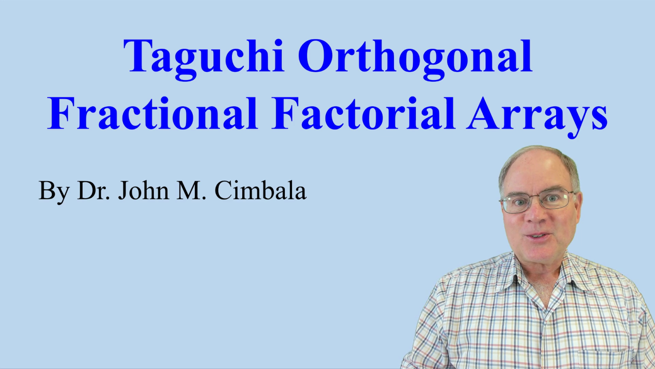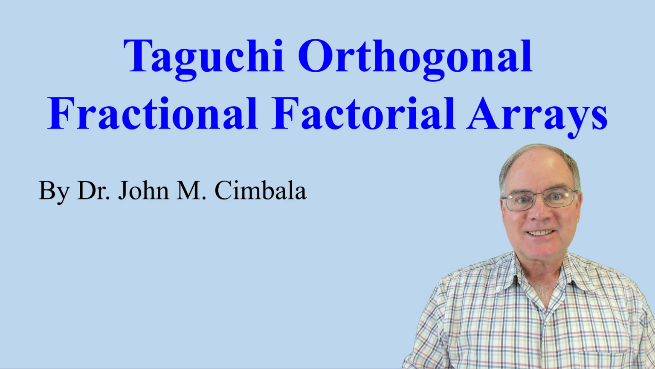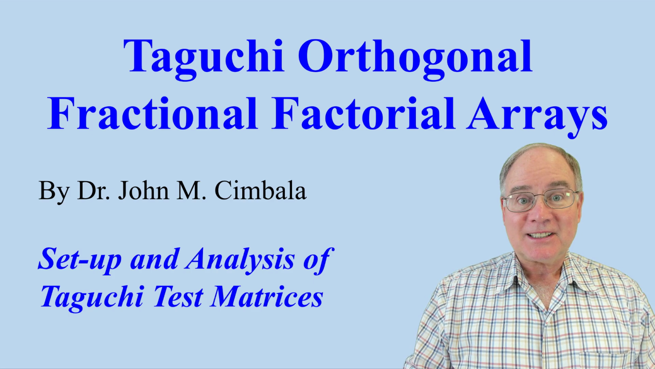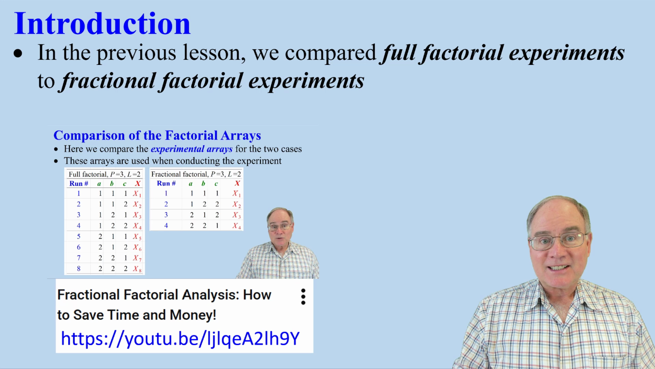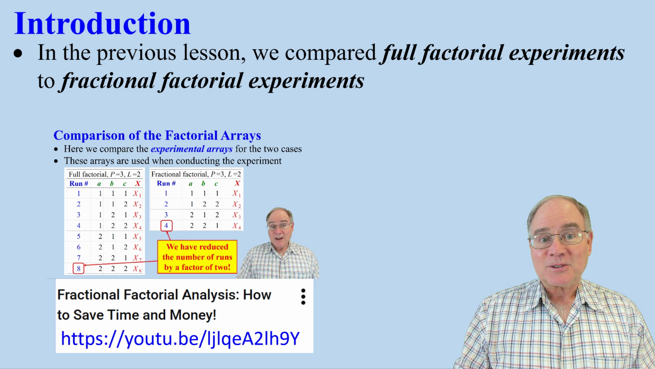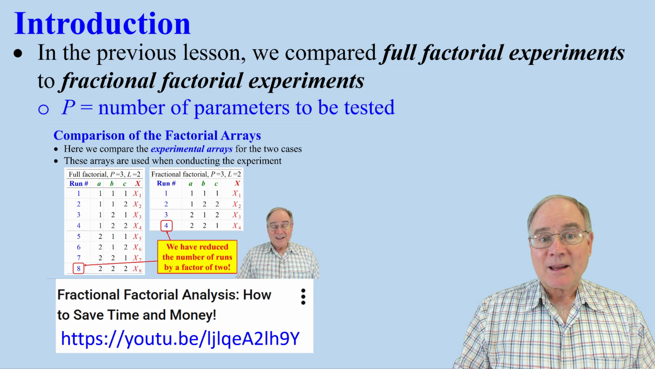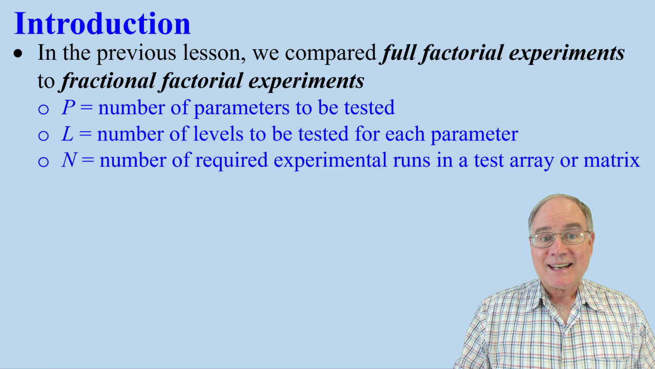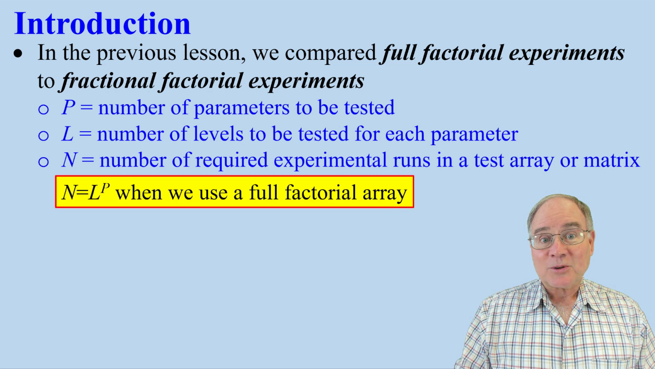Taguchi Orthogonal Fractional Factorial Arrays, Setup and Analysis of Taguchi Test Matrices. In the previous lesson, we compared full factorial experiments to fractional factorial experiments, where P is the number of parameters to be tested, L is the number of levels to be tested for each parameter, and N is the required number of tests or runs in a test array or matrix. For a full factorial array, N is L to the P.